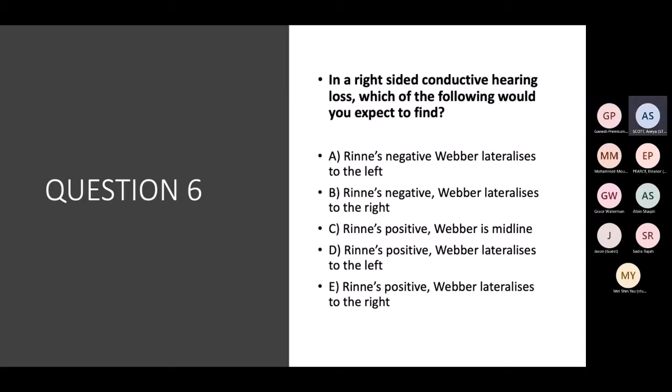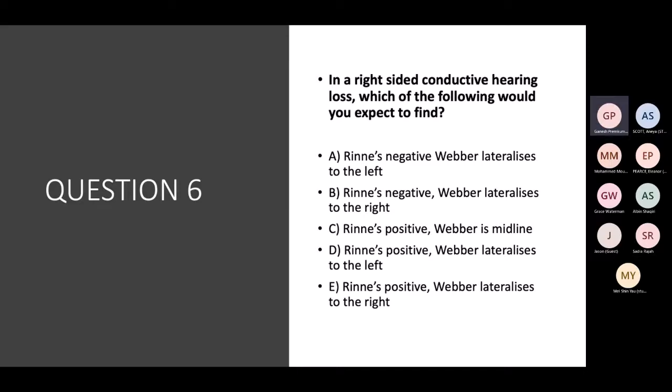Cool. So everyone's voted and it's a split. So some B's, some C's, some D's, and some E's actually. Okay. So conductive hearing loss, so it's not normal. You only get Rinne's positive in your normal where air conduction is greater than bone conduction. If you have a conductive hearing loss, your air conduction will not be better than bone conduction. So Rinne's is going to be negative. So that's the first thing you need to think of.